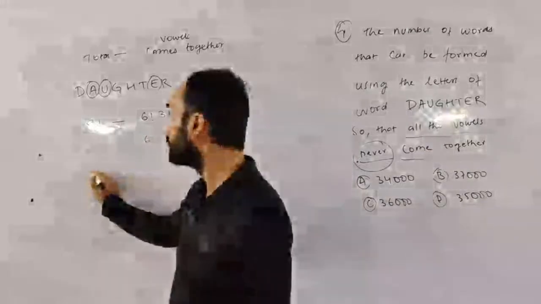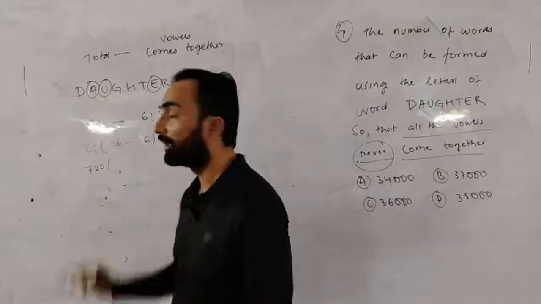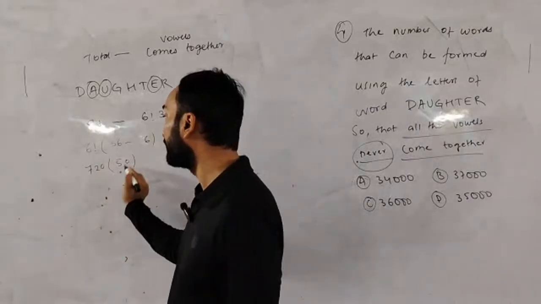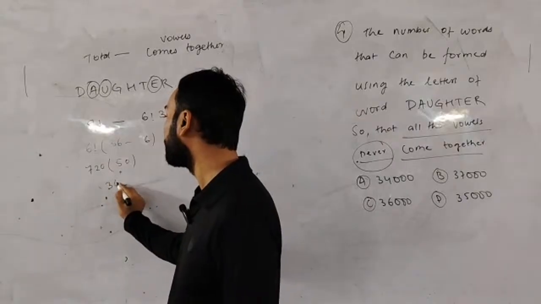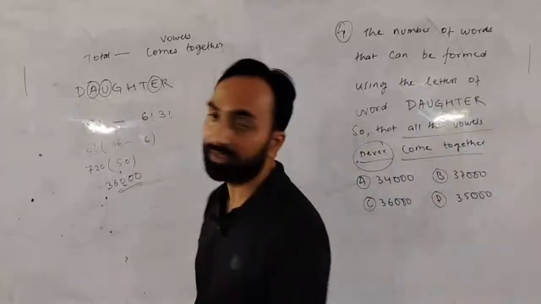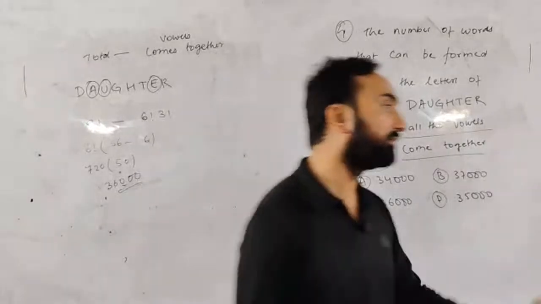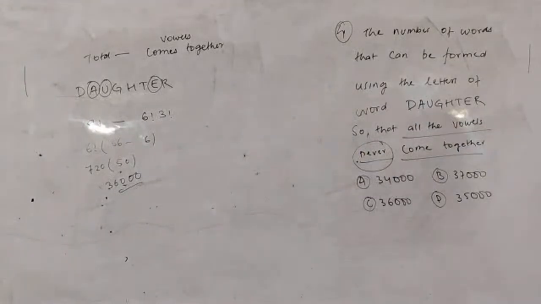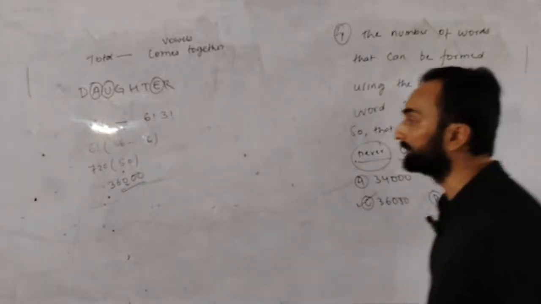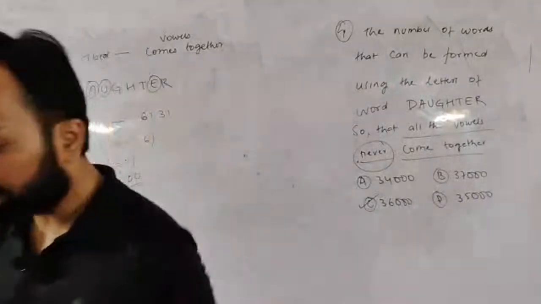6 factorial is how much? 720, and this will become 50. Now 72 into 5 is 360, and two zeros are left. So the final answer is 36,000. Option number C is correct. I can move to the next one.